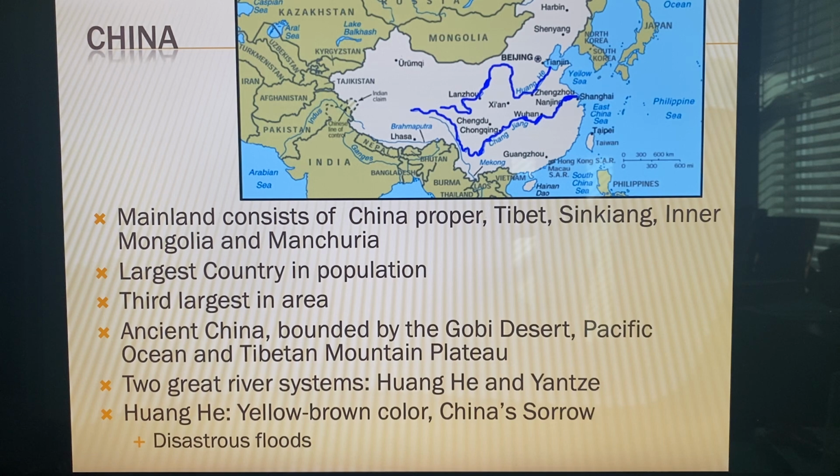So there are two great river systems, the Huang He and the Yangtze. The Huang He is this yellow-brown color. It's actually where the first civilization settled, along the Huang He. It's also called China's sorrow because the Huang He would flood and have really disastrous floods that would kill many people.